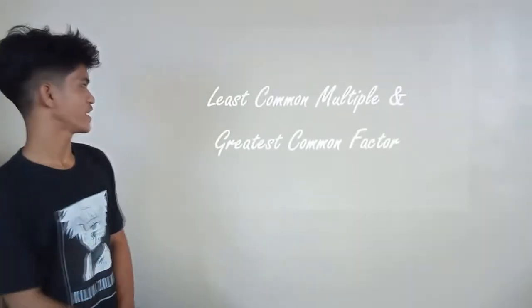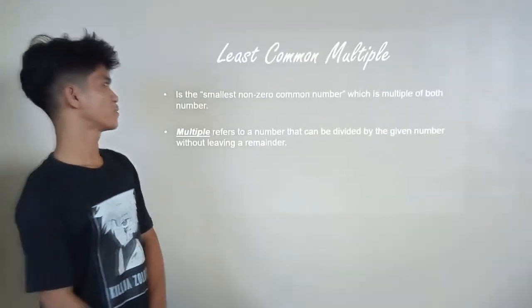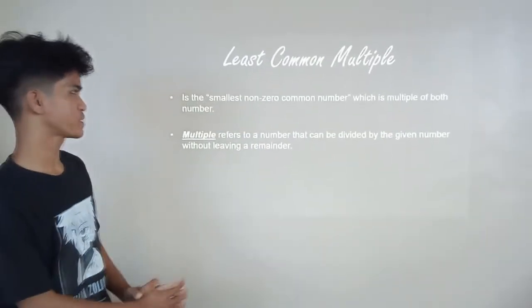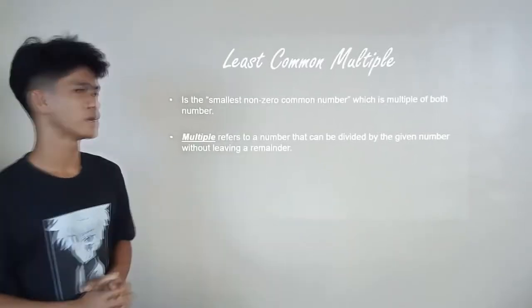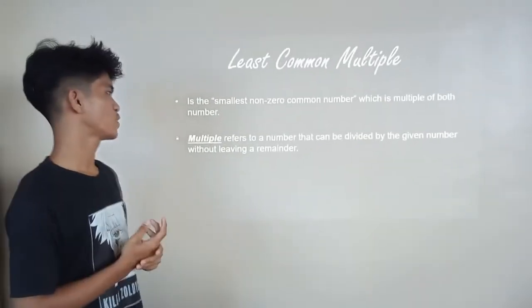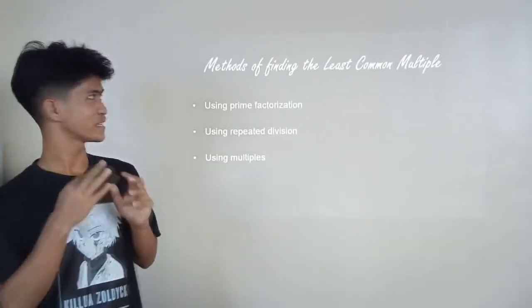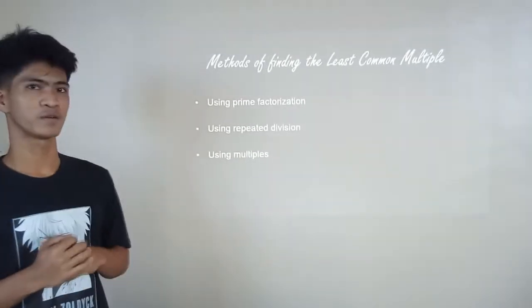Least common multiple and greatest common factor. Least common multiple is the smallest non-zero common number which is a multiple of both numbers. Multiple refers to a number that can be divided by the given number without leaving a remainder. There are three methods of finding the least common multiple.